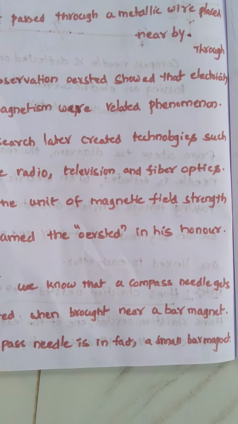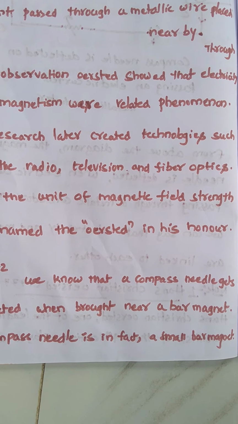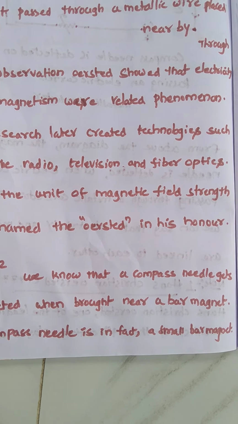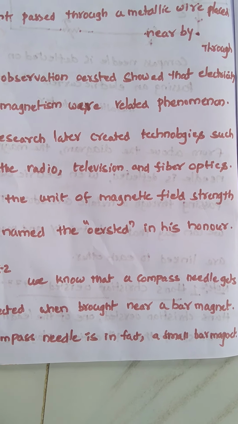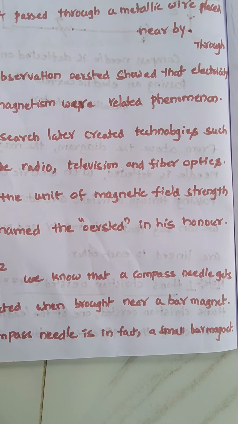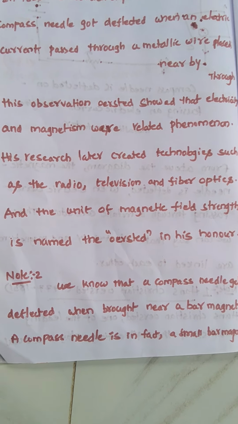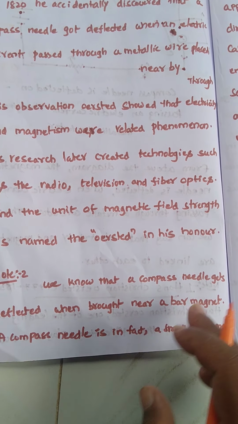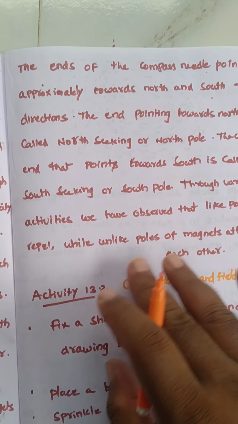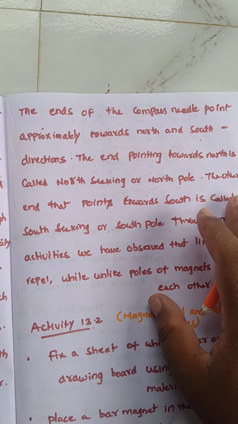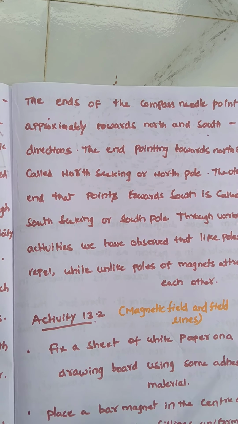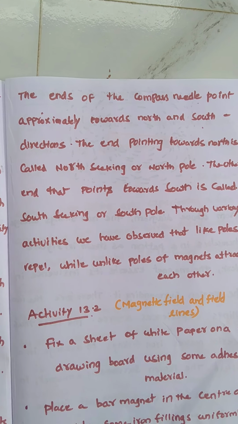Everyone knows that. Only in the 19th century was a relationship established between electricity and magnetism. Before that, we knew that the compass needle shows deflection whenever we keep it near a bar magnet. A compass needle is in fact a small bar magnet. The ends of the compass needle point approximately towards the north and south directions.